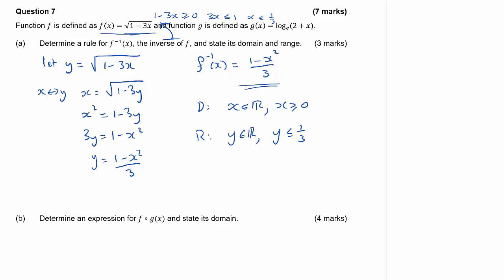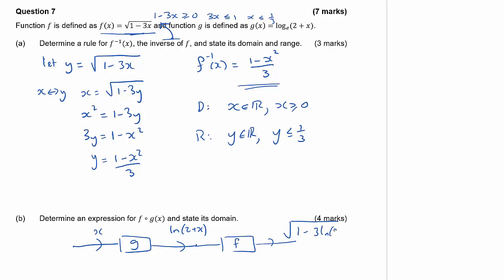Determine an expression for f of g of x and state its domain. So if we start off with x and it goes through g, then we are going to get out here ln 2 plus x. That's then going to go into f, and therefore we're going to get the square root of 1 take away 3 ln 2 plus x. So we can say that f of g of x is the square root of 1 take away 3 ln 2 plus x.